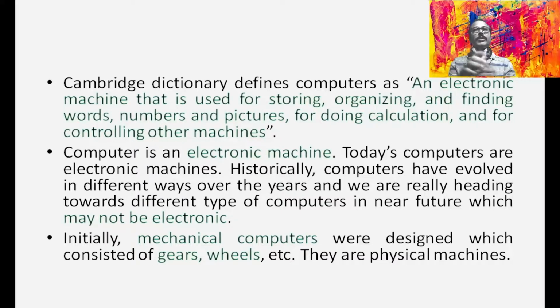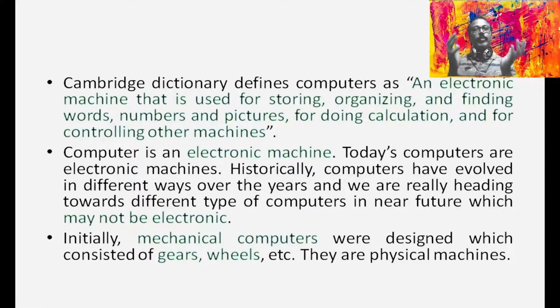So it was initially used for doing calculation. A computer is very quick in doing calculations, and also for controlling other machines. This is also one important point. The trend is towards controlling other machines. That means a computer can control some other device. A computer can control a printer, a TV, a washing machine, whatnot, big CNC machines, lathe machines, etc.